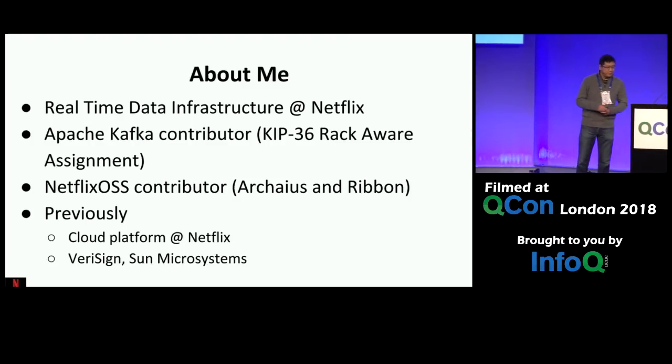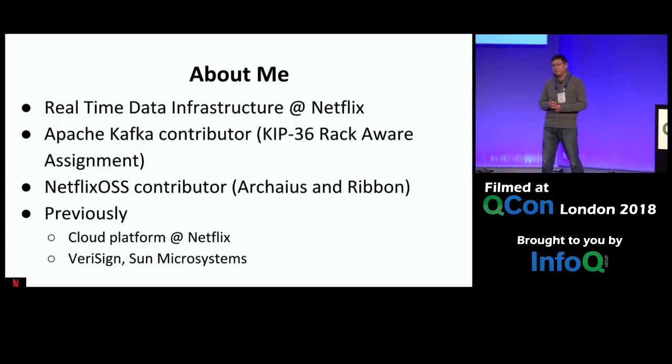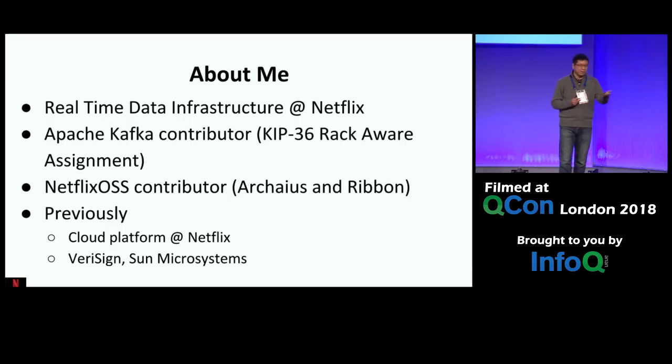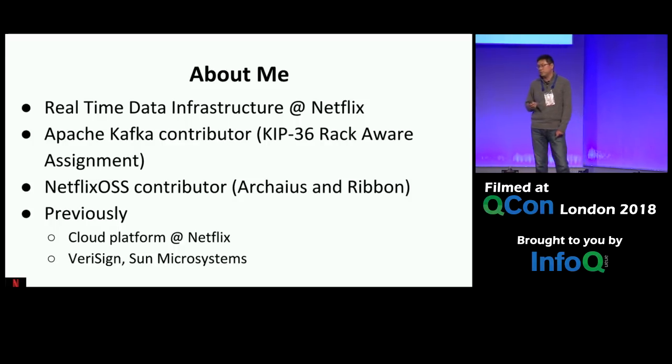Okay. So a brief introduction about myself. I joined Netflix in 2011 with the cloud platform team and had the opportunity to work with Sid and Danny, who was the speaker in the morning. In the cloud platform team, I worked on a couple of infrastructure projects, including dynamic properties and the Netflix internal web services framework, both of which are open source as Archaius and Ribbon in Netflix OSS. And about 3 years ago, I joined the real-time data infrastructure team at Netflix, where I started to work on our Kafka strategy.